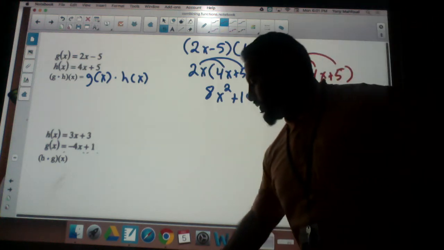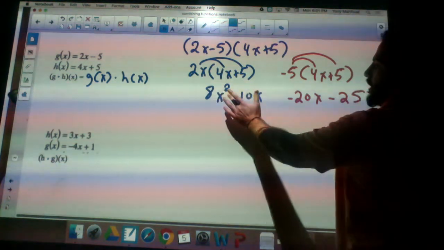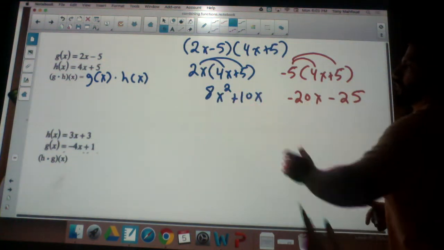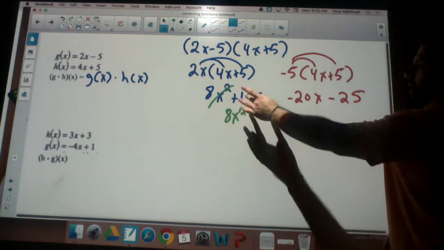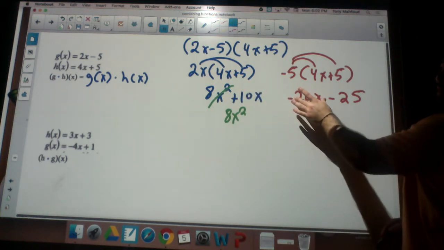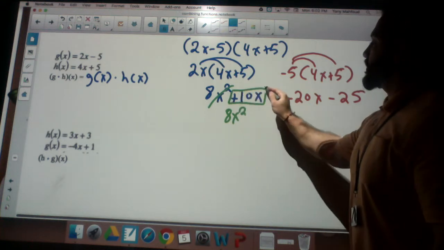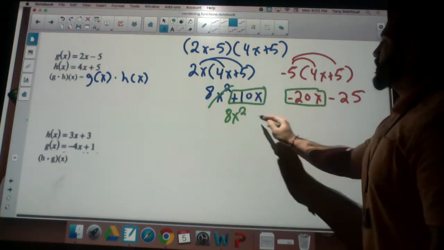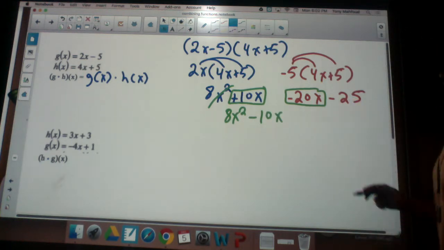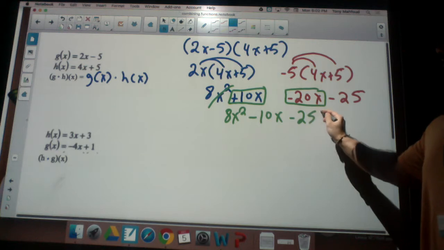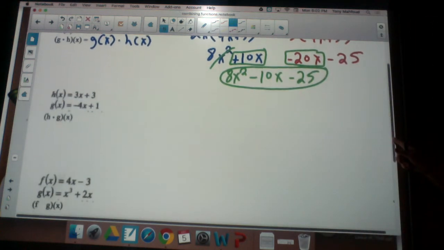The last thing I need to do here is I need to combine like terms, put things together. Well, 8x squared, there is no other x squared to go along with it, so it's going to get dropped by itself. The positive 10x and the negative 20x, those are going to go together, so it's going to be positive 10x, negative 20x, which is going to give me negative 10x, and then the last one by itself is negative 25. No more terms could get combined, so that will be my final answer.